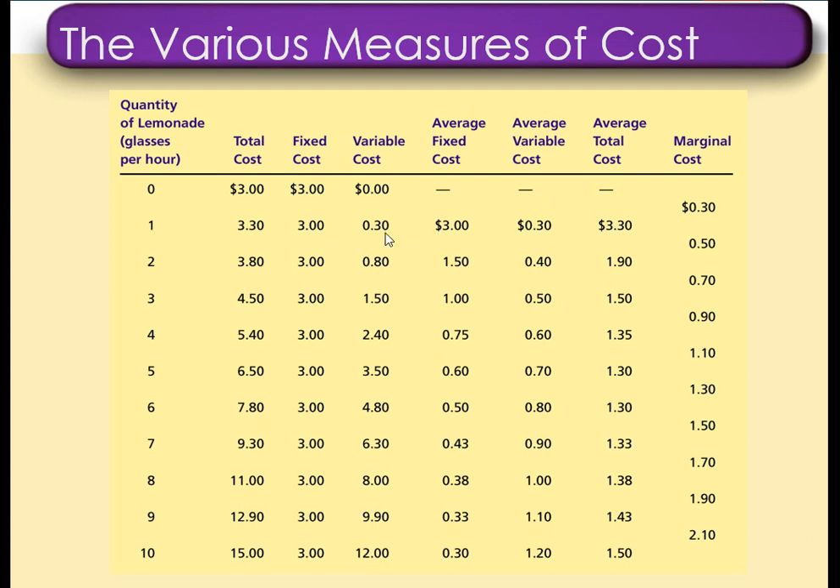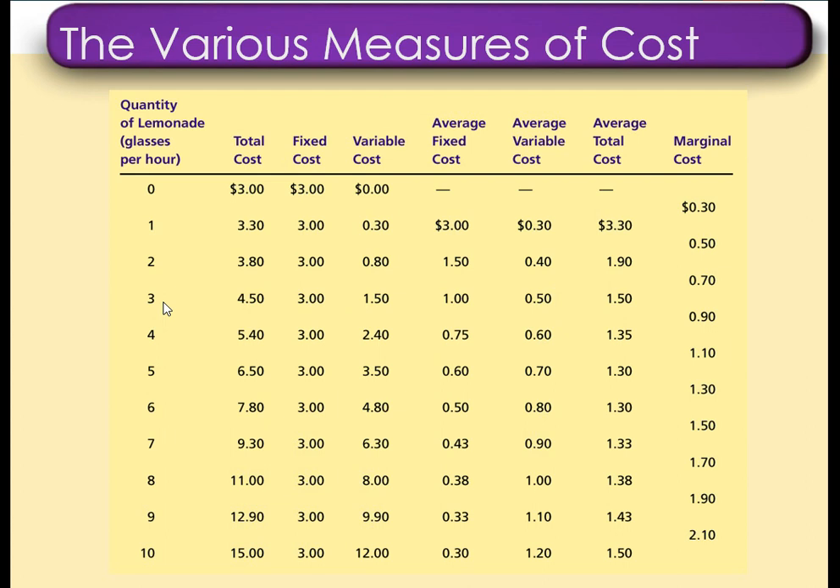Here you can see that when we are producing 1 unit, we have a fixed cost of 3. So we have to divide 3 by 1, which gives us an average fixed cost of 3. And when we are producing 2 units, we are still bearing a fixed cost of 3. We divide 3 by 2, which gives us an average fixed cost of 1.5.